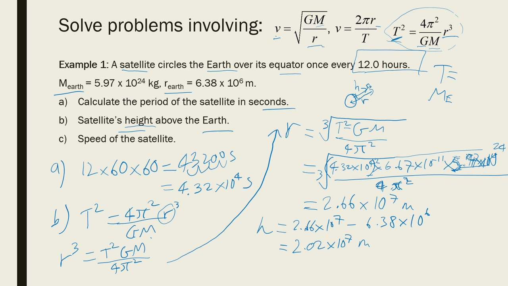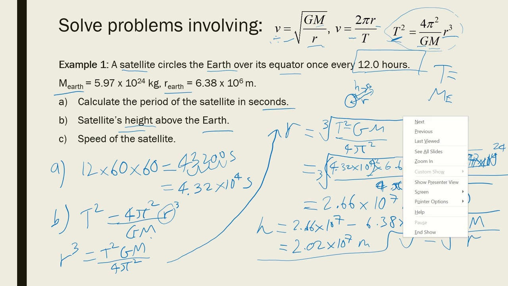Now part C. In part C, we want to find the speed of the satellite. We can simply use either of these two. So the speed is equal to the square root of the universal constant times the mass of the Earth divided by the radius at which it's travelling.